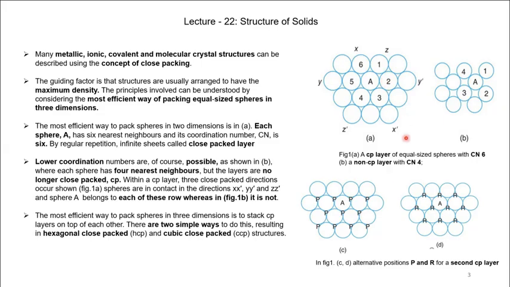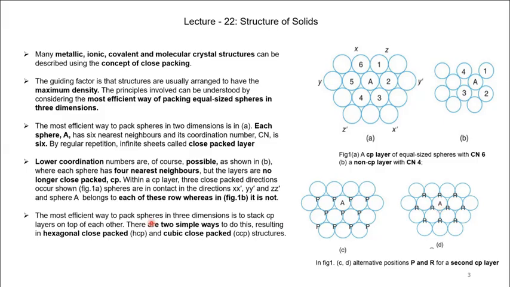We are considering this because it has a maximum density. So in this arrangement, you can see that there are voids. Here is a void P, and there is also another void R. This is what we have to take into consideration for the close packing arrangement.